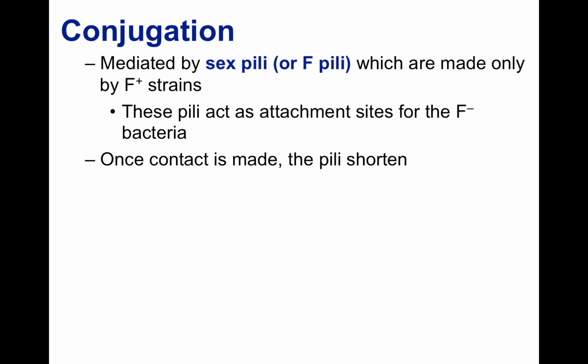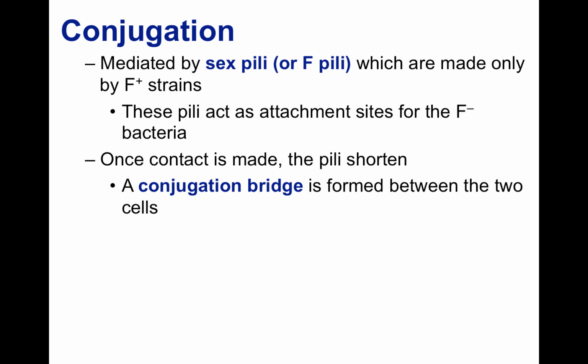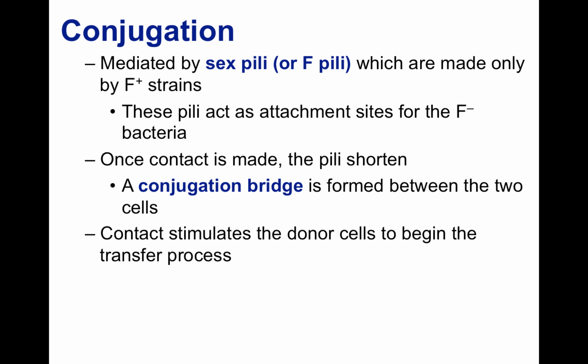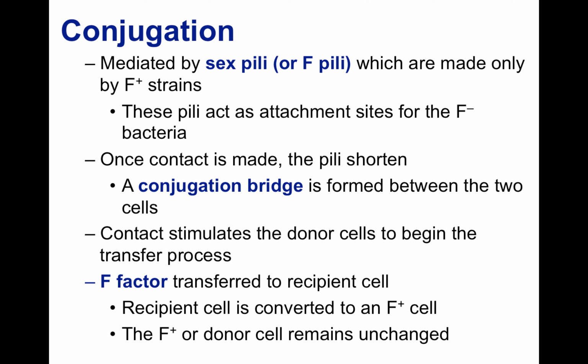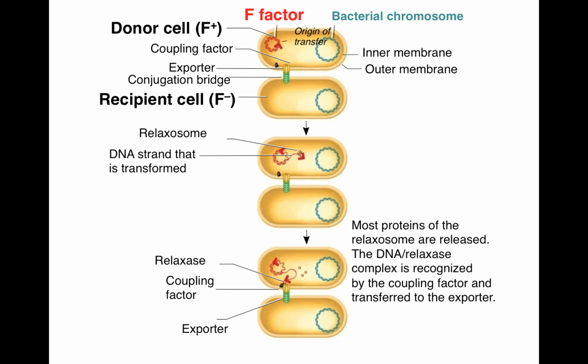Once the contact is made, the pili shorten, and a conjugation bridge is formed between the two cells, just like in the electron micrograph we saw a few slides back. Contact stimulates the donor cells to begin the transfer process. You're going to transfer a copy of the F episome into the recipient cell. The recipient cell is converted to an F plus cell, and the F plus or donor cell remains unchanged. Okay, let's look at some of the actual steps here.